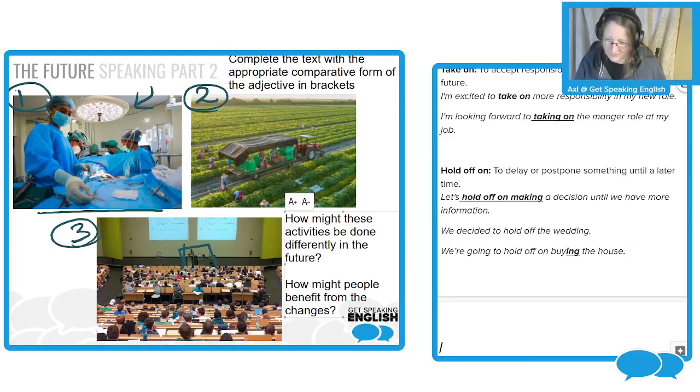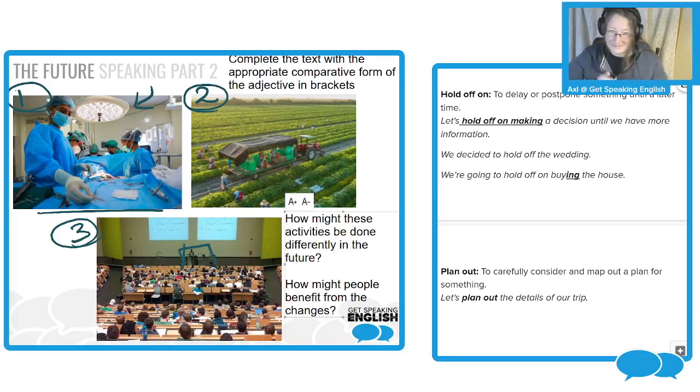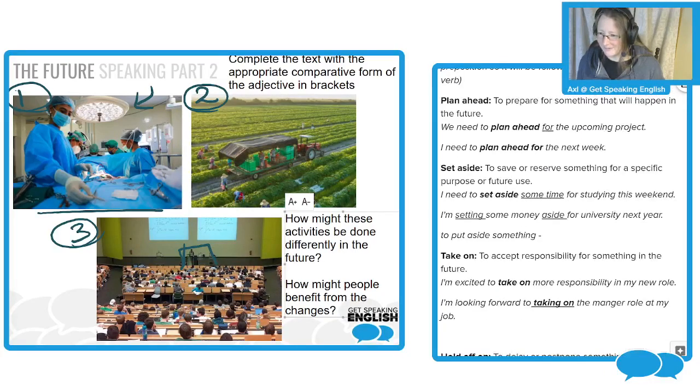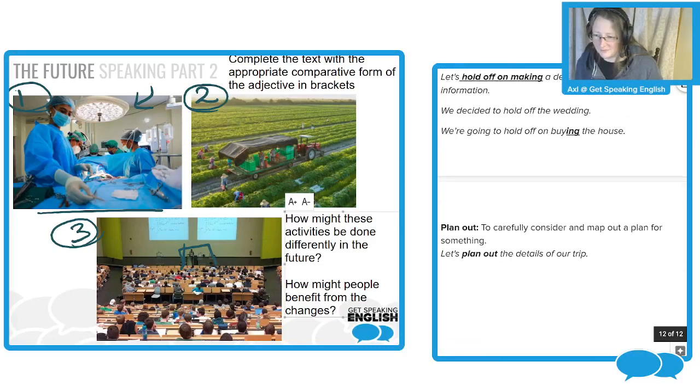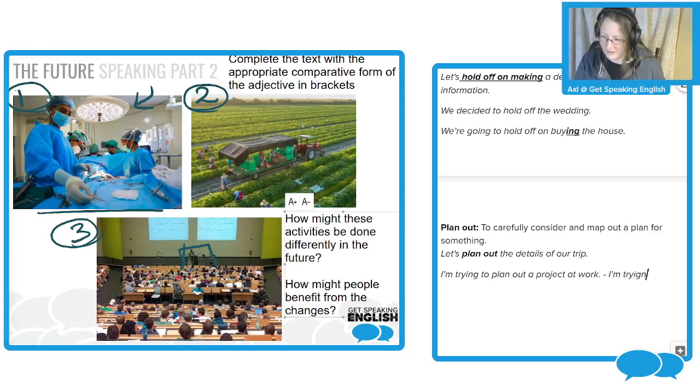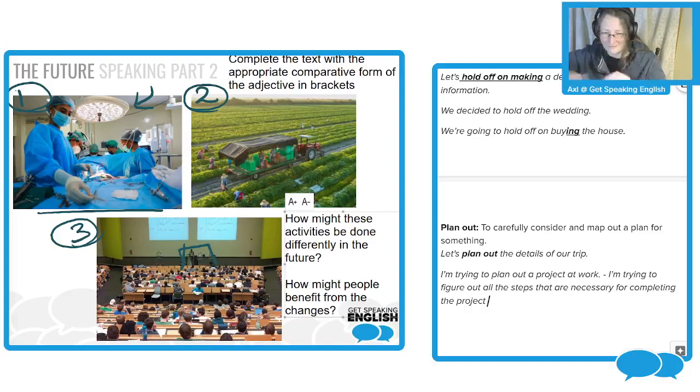That means to go and figure out sort of the steps it takes to do something. So that's a little different from planning ahead. So here you're kind of thinking, but here you're planning out more concrete steps. So let's plan out the details of our trip, or I'm trying to plan out a project at work. So I'm trying to figure out all the steps that are necessary for completing the project, basically. So you plan something out, you're figuring out the steps you need towards that goal.